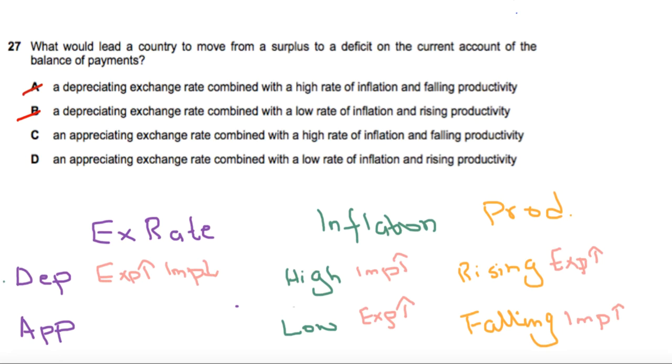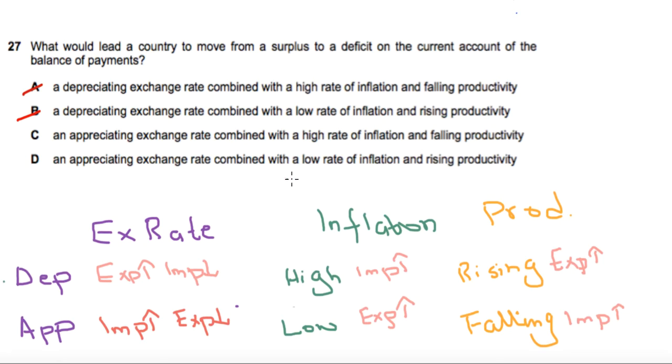Let's first look at option D, which is an appreciating exchange rate. When the exchange rate appreciates, your imports will increase. Why? Because it is now cheaper for your consumers to buy goods from other countries, which leads to more imports, and for other countries it becomes more expensive to buy goods from you, so exports would fall.